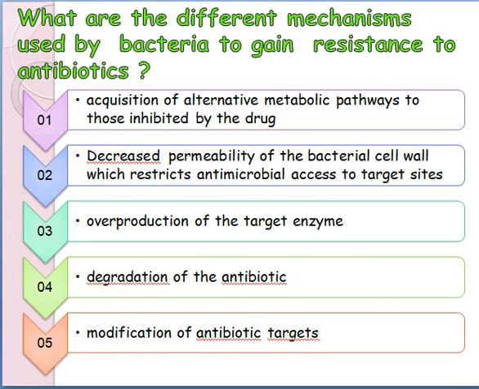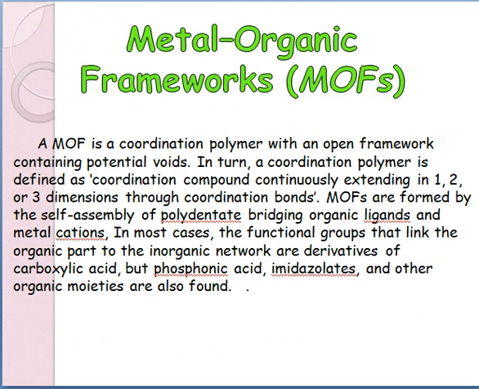In the same way that antibiotics have their mechanism to kill bacteria, even bacteria have their mechanism to avoid the effects of antibiotics on them. The first mechanism is acquisition of alternative metabolic pathways to those inhibited by the drug. Second one is decreased permeability of the bacterial cell wall, which restricts antimicrobial access to target sites, overproduction of the target enzyme, and degradation of the antibiotic, and lastly, modification of antibiotic targets.